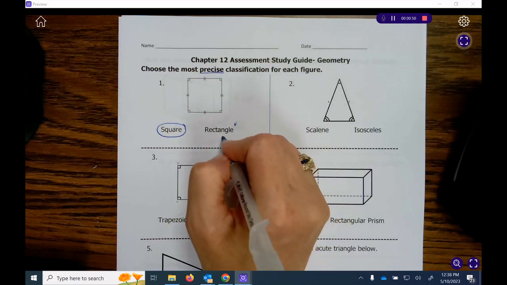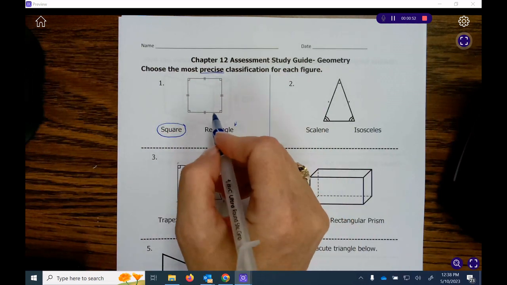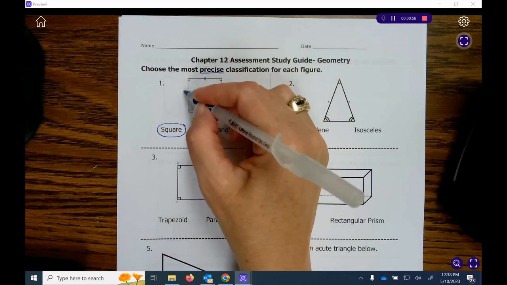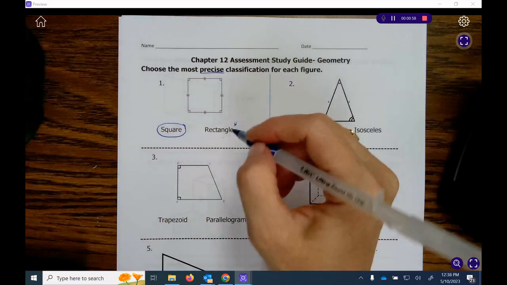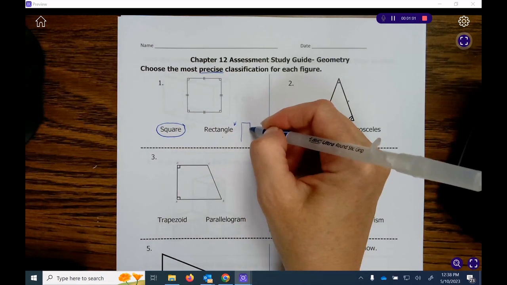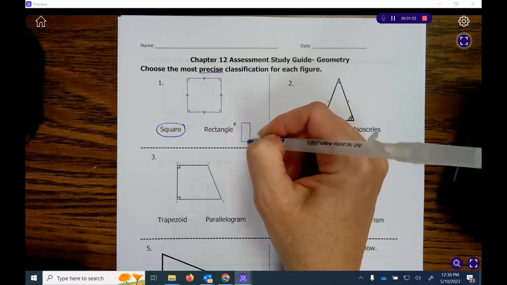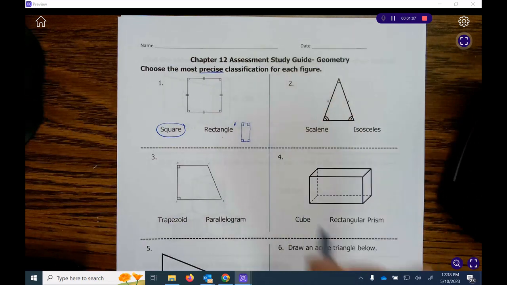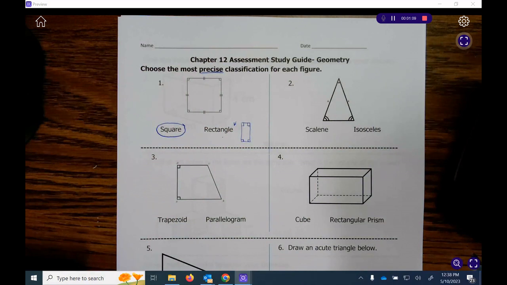So while it is a rectangle, a better name for this is a square because all of the sides are the same length. And a rectangle would just be a shape with 4 sides and a parallelogram with 4 sides, and those 4 sides would have 90-degree angles.